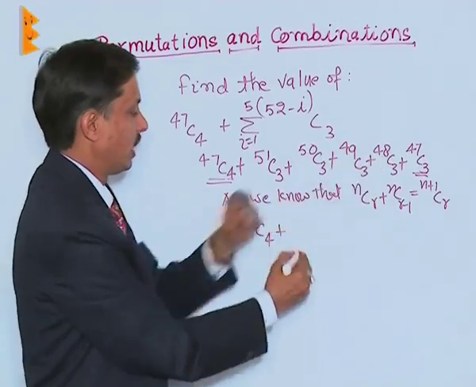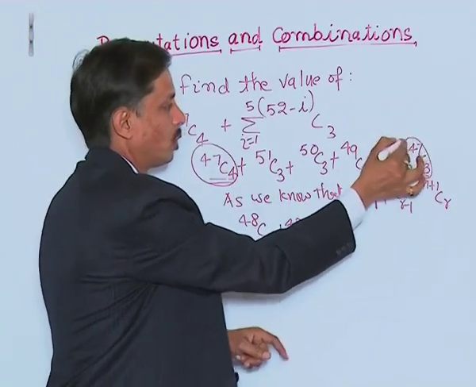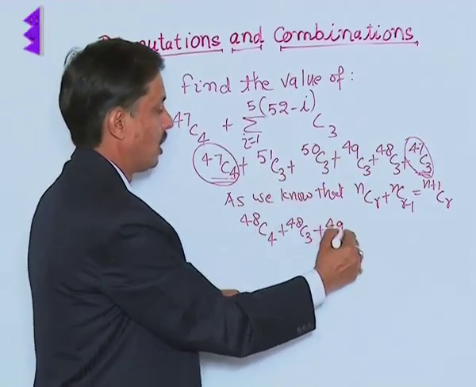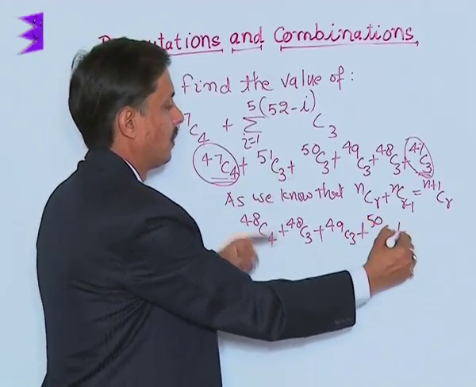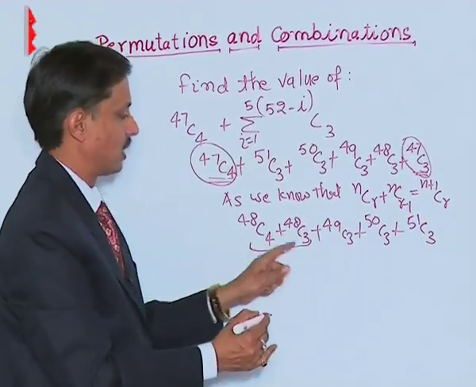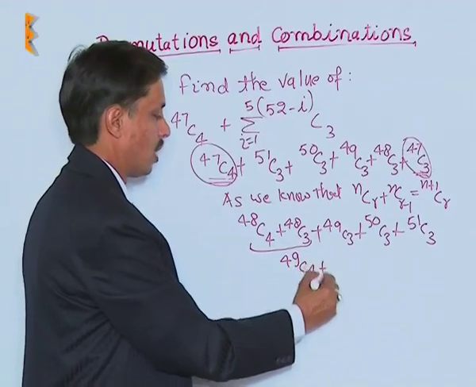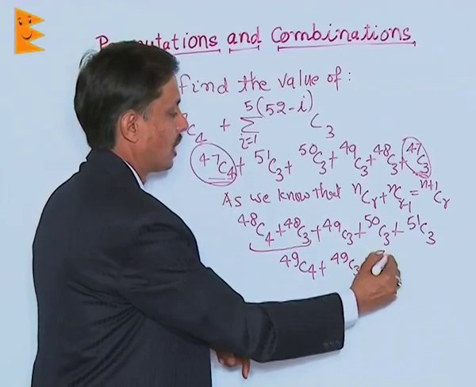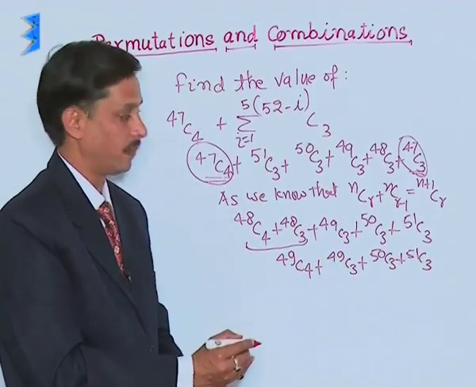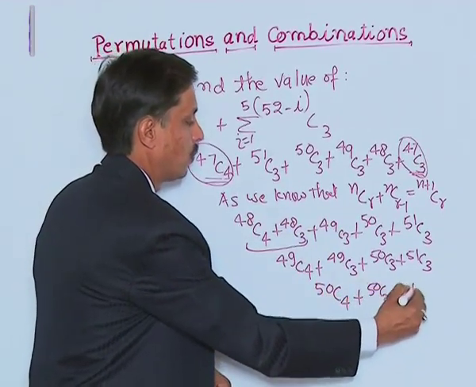Then plus, I am taking this 48C3, because this part and this part are used to convert to 48C4. Now I am taking 48C3, then 49C3, then 50C3, then 51C3. It's very clear the same formula can be used in the first and second. 48C4 plus 48C3 gives us 49C4 plus 49C3 plus 50C3 plus 51C3. If I use 49C4 plus 49C3, same result, I will get 50C4 plus 50C3 plus 51C3.